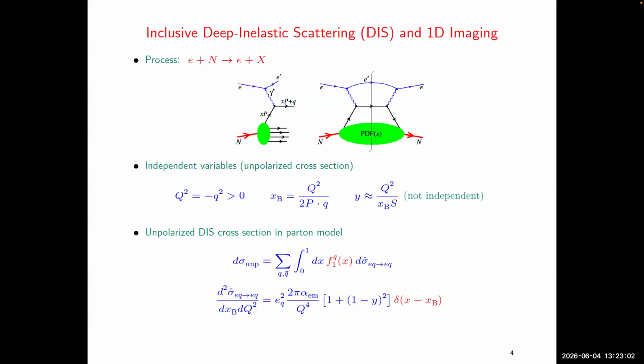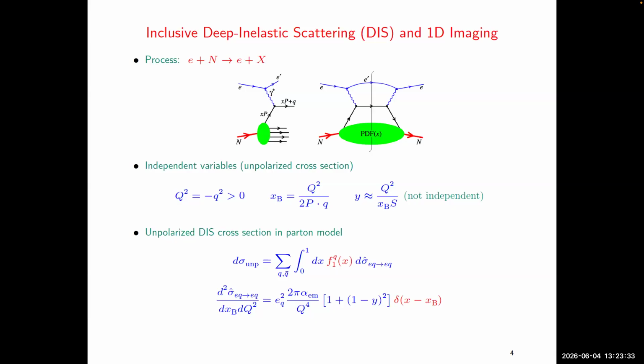Now, if we look at the cross-section in the well-known parton model, we calculate it in the following way. We calculate a partonic cross-section for electron-quark scattering. This is this beast here. We multiply it with a probability density of finding a parton with momentum fraction x of quark flavor q. We integrate over all possible values of x from 0 to 1, and we sum over quarks. That's it. And take a look here at this partonic cross-section.